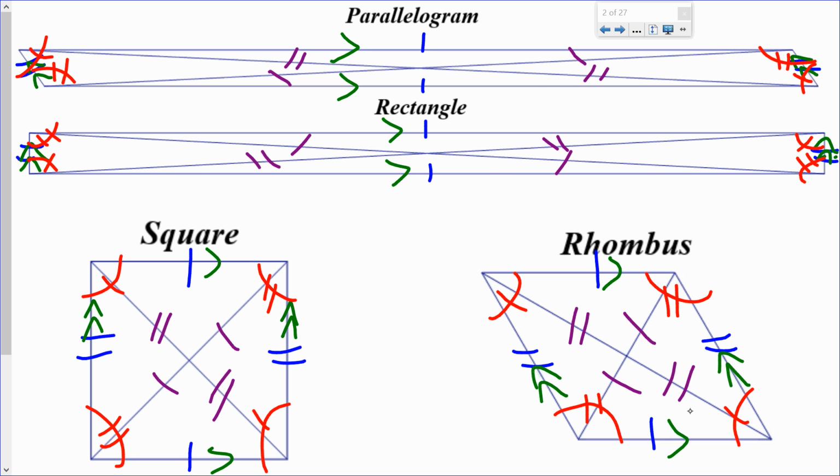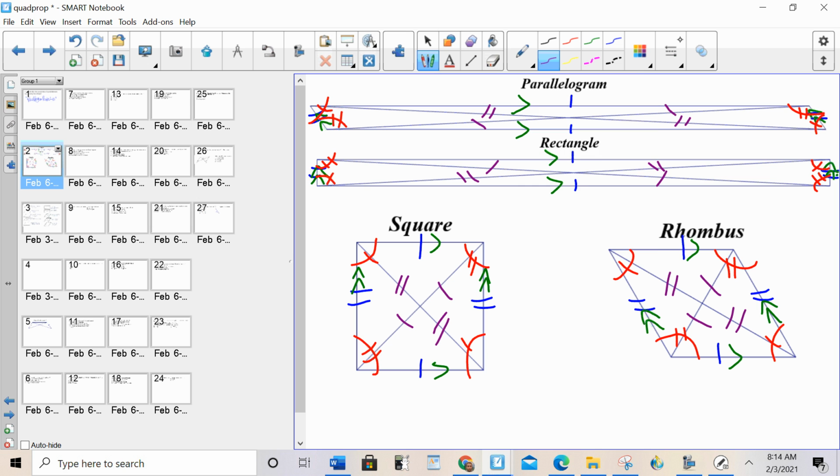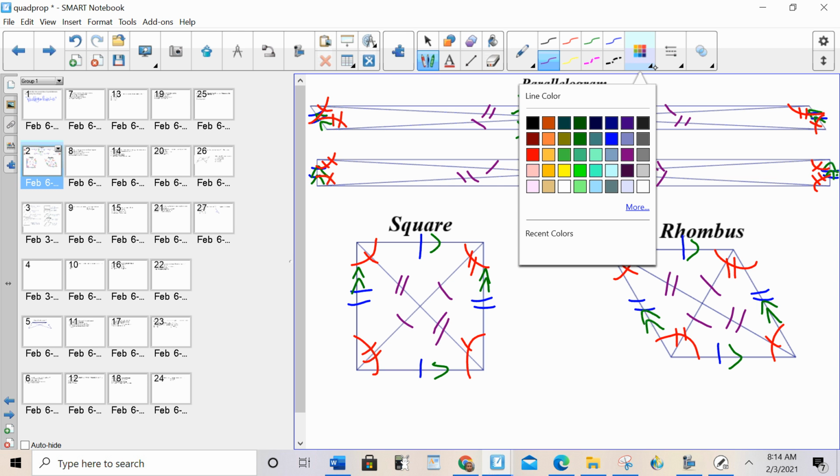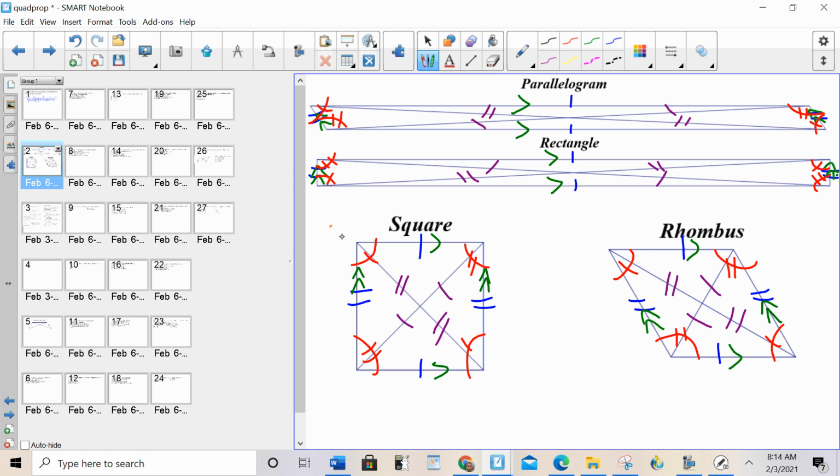There's one other property which isn't as important, but I can talk about quickly. In a parallelogram, the consecutive angles are supplementary. So if I take a look at this angle and this angle, they're always going to add to 180, and that will be the case for the rest of them as well, but I don't really want to focus on that property too much. So, a parallelogram has four main properties.